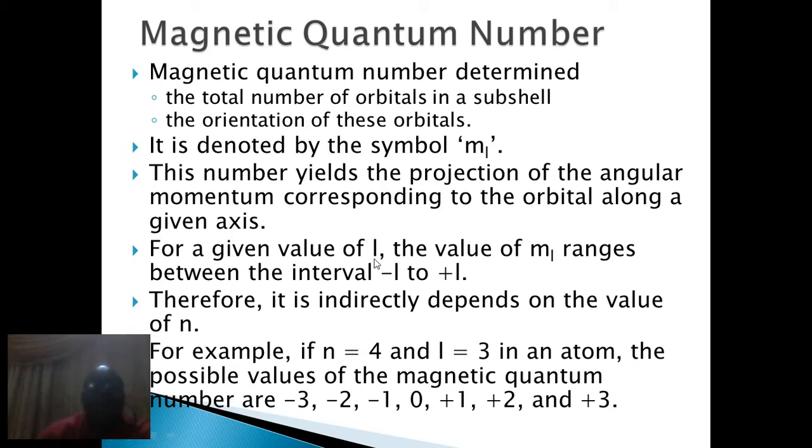For a given value of l, that is the azimuthal quantum number, the value of m subscript l ranges over the interval from minus l to plus l. This indicates that the value of the magnetic quantum number depends on the value of the azimuthal quantum number. For example, if n is 4 and l is 3 in an atom, the possible values of the magnetic quantum number are minus 3, minus 2, minus 1, 0, plus 1, plus 2, and plus 3.